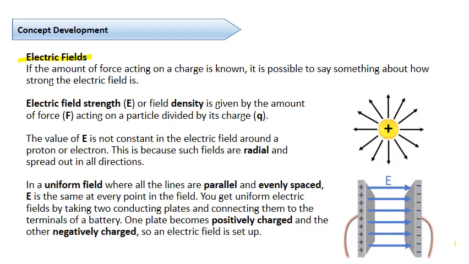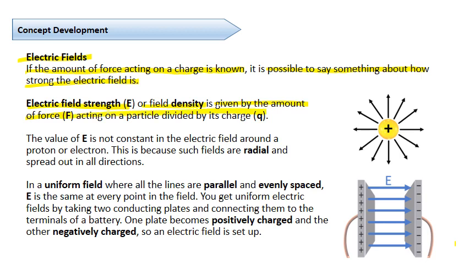Okay, electric fields. If the amount of force acting on a charge is known, it is possible to say something about how strong the electric field is. Electric field strength, usually given by E, or field density, is given by the amount of force acting on a particle divided by its charge Q.